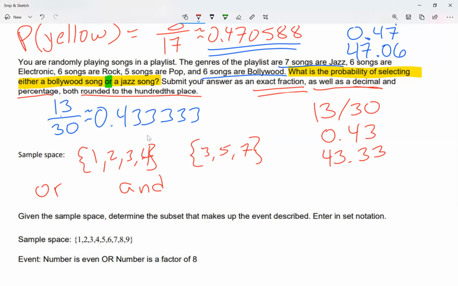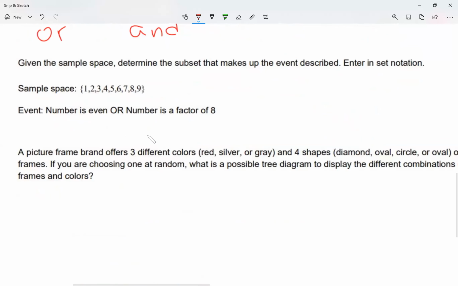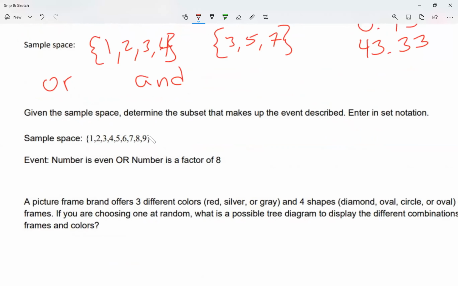So let me say that again. Or, as long as it is in one list, it is a possible outcome. If I use the word and, it has to be in both possible lists. It has to be in both lists to be a possible outcome. All right, let's take a look here. Given the sample space, determine the subset that makes up the event described, entered in set notation. Okay, set notation basically uses the brackets that I said.